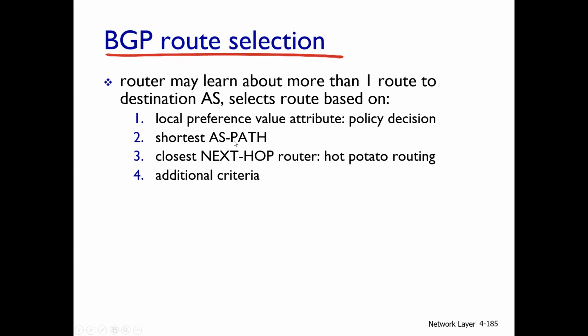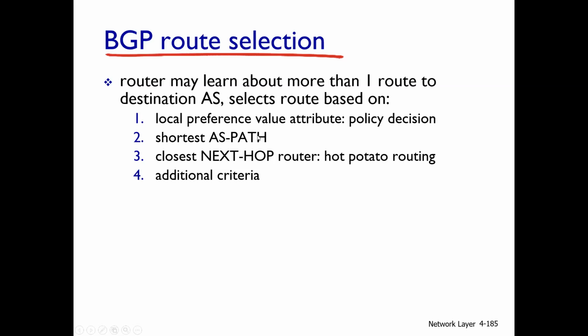So a router may learn about more than one route to the destination autonomous system, and it will select the route based upon the local preference value attribute, some policy decision. You might have a policy decision which says that all traffic out of Pakistan is going to go through this particular gateway or these gateways. All traffic out of Pakistan goes out through Karachi. If it has to go through a submarine cable, then it has to go out of Karachi. So that could be a policy decision, and therefore all traffic is going to get routed to Karachi.